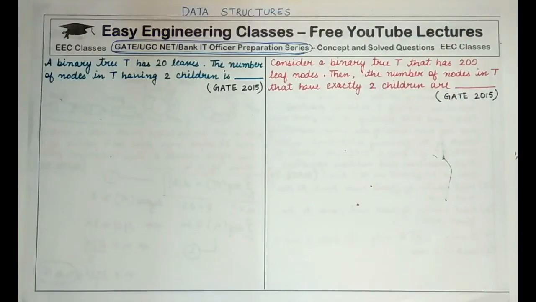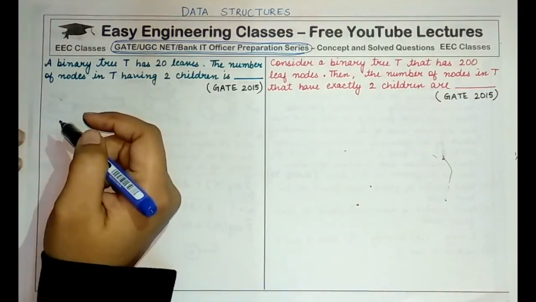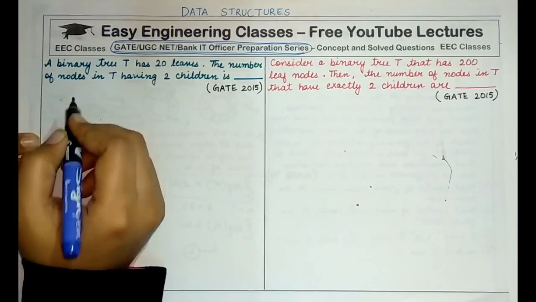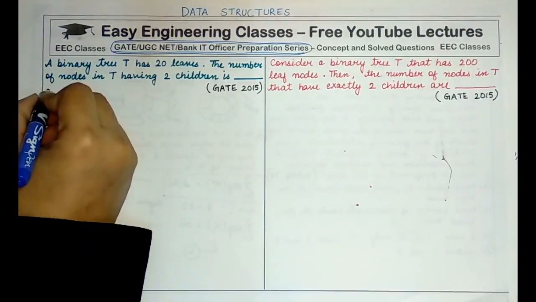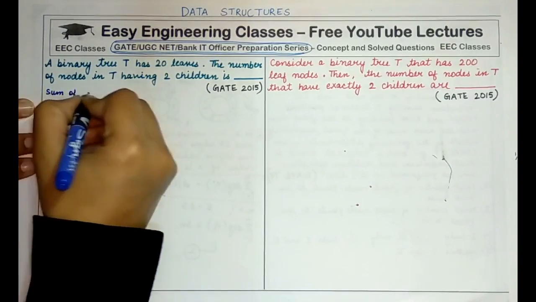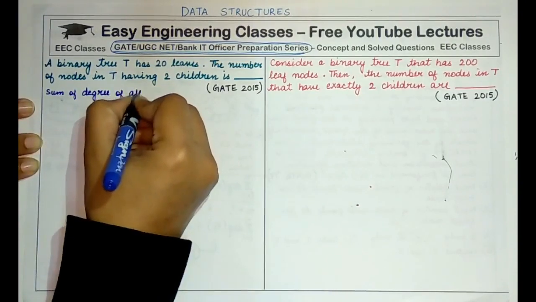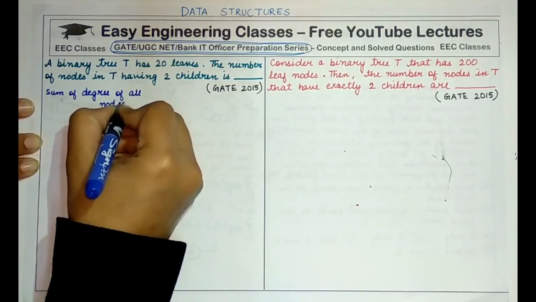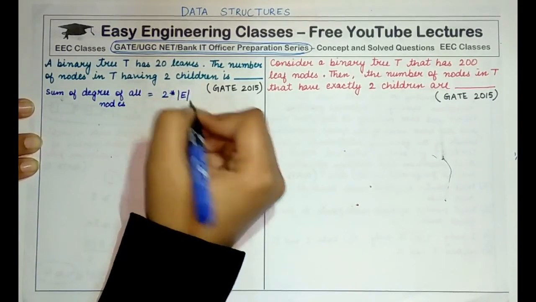With our first question, a binary tree T has 20 leaves. The number of nodes in T having two children is. So one thing you must remember, one of the major formulas in binary trees is that the sum of the degree of all nodes is equal to twice the number of edges. So I'll write it down. Sum of the degrees of all nodes is equal to twice the number of the edges that are present in the tree.